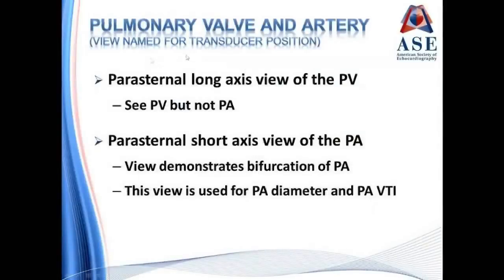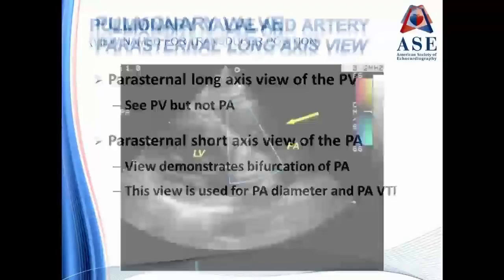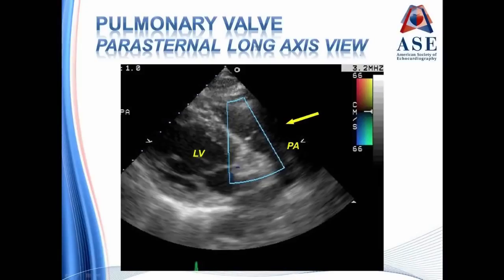I want to emphasize that the views of the pulmonary valve, again, are named for the transducer position and not for what you see in these images. And so let's look first at the parasternal long axis view of the pulmonary valve. The transducer, from the parasternal long axis view of the LV, is directed medially and cranially to get a view of the pulmonary artery and the pulmonic valve.